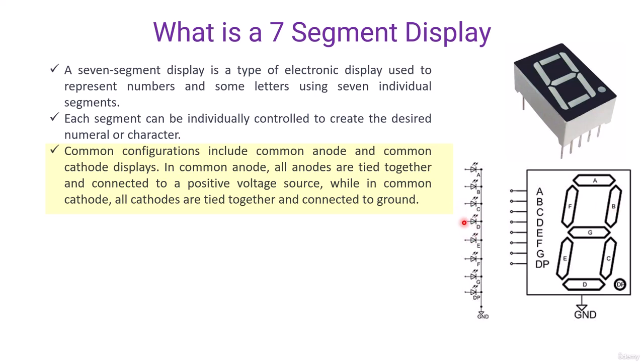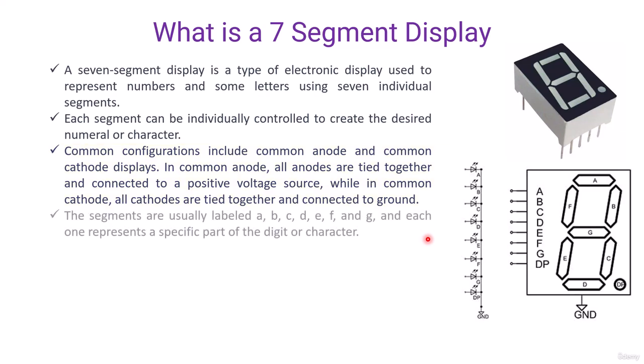Like in this picture here, all the cathode terminals are connected together and connected to a ground. This is called common cathode. Like the next one, in common anode, all anodes are tied together and connected to a positive voltage source, while in common cathode, all cathodes are tied together and connected to a ground. So if the cathode terminals are connected to ground, this is called common cathode. If it is connected to a 5-volt supply or positive source, then it would be called a common anode type.